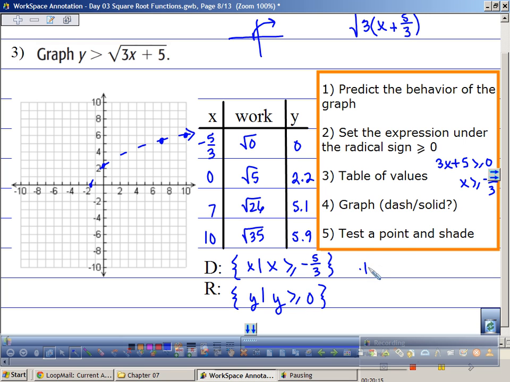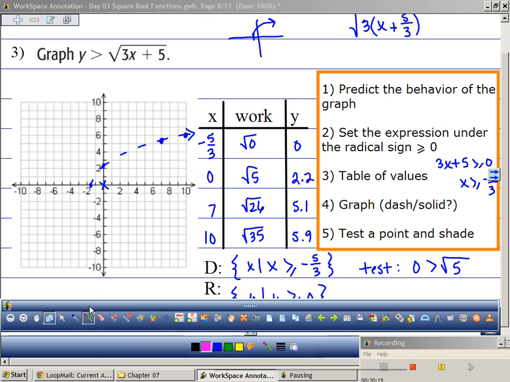Hold on, Boston, I see it. Let's test a point. What point would you like to test, Jesus? 0, 0, that'll work, right? So if y equals 0 and x equals 0, then is 0 greater than the square root of 5? Why am I even saying negative? Is 0 greater than the square root of negative 5? So is this included? No.